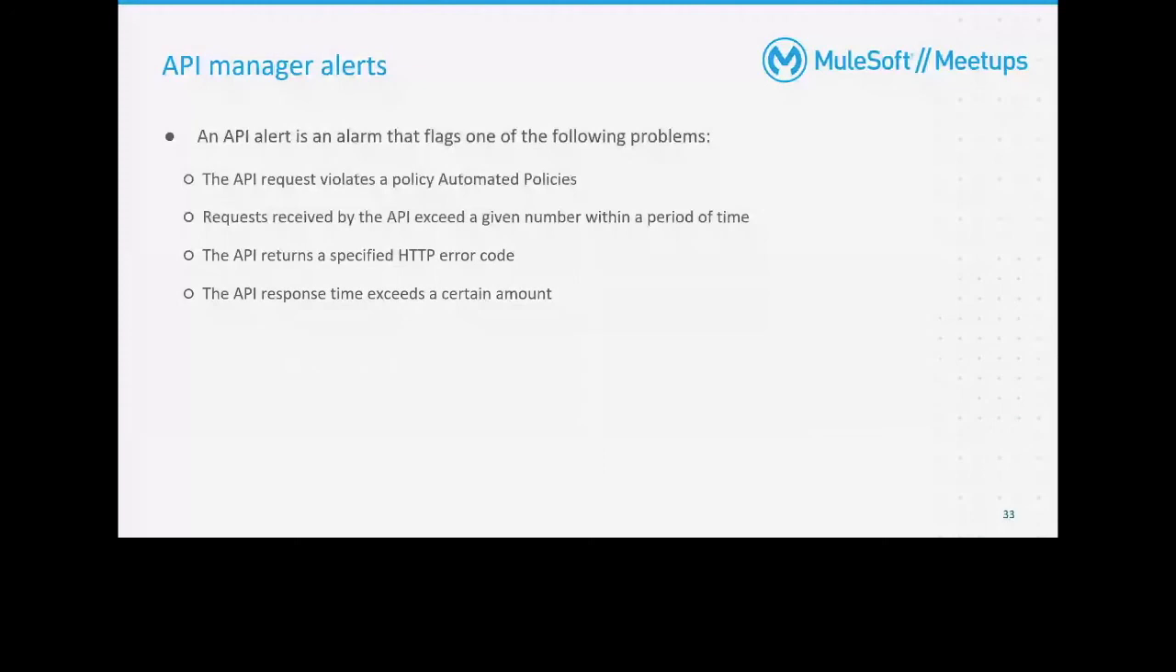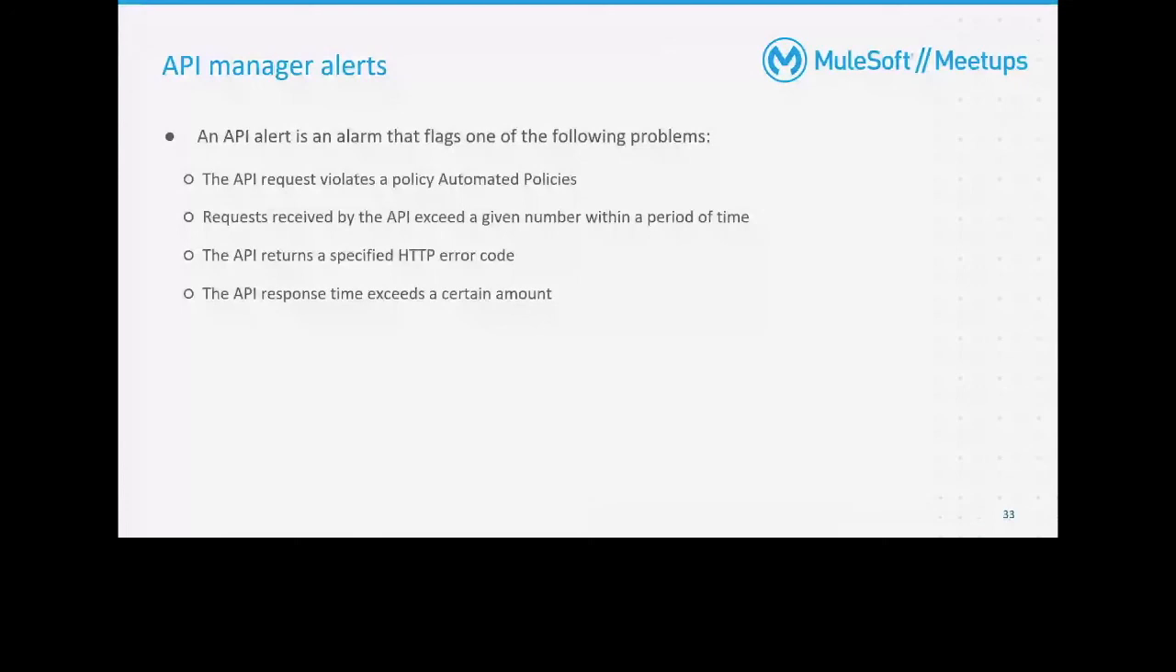And talking about the API Manager alerts, the alerts that can be configured on API Manager are these. For any policies that get violated, it will send alerts. If the requests received by the API exceed the given number within a period of time, so this is basically to limit the traffic. If it's getting a large number of requests, it will send out an alert, and then there are alerts for any HTTP error code or if the response time exceeds a certain amount of time. These are some of the alerts that can be configured on API Manager.